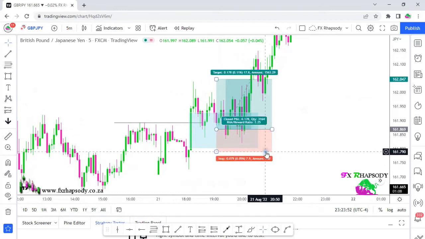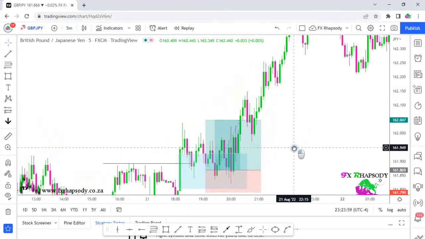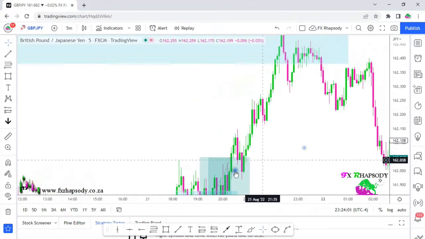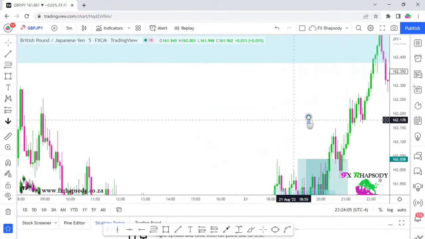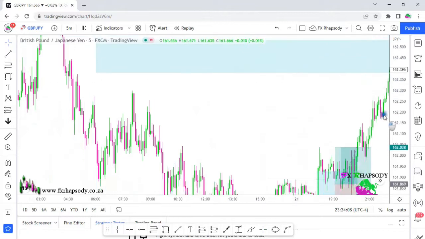If price continues downwards, it will tap your risk. But this is on a 5 minutes, so you're looking at about an 8 pip risk. And then you trade the trade up. You trade it up. And then where do you trade it up to, and where does price go to?